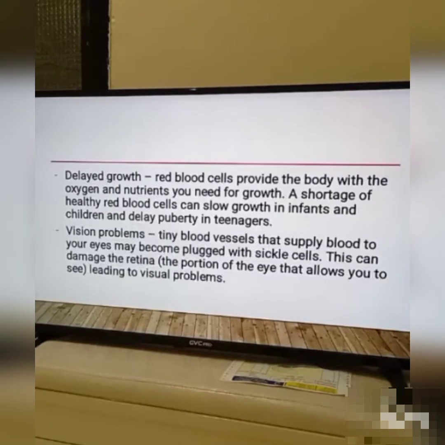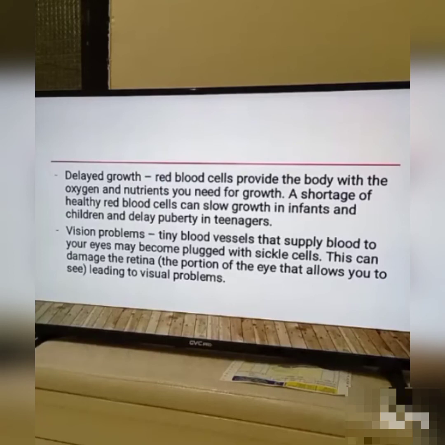Delayed growth. Like I explained, the red blood cell carries nutrition and oxygen around the body. So when the red blood cells are in short supply, nutrition and oxygen will be in short supply, and this child will not be able to grow the normal way. You notice that children that have sickle cell disease are usually slower in growing compared to their counterparts that are healthy. Delay in puberty in teenagers can also occur, while slow growth occurs in children.